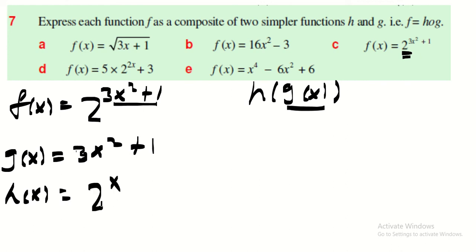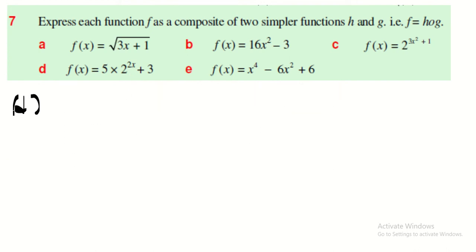Now if you compose, g of x first, 3x squared plus 1, then h of it means you replace it in place of x in the exponent. So there are two functions composed, h and g. g is the quadratic, and h is the exponential to the power of x. So two functions composed. When you go to d, again a linear function and an exponential are composed.